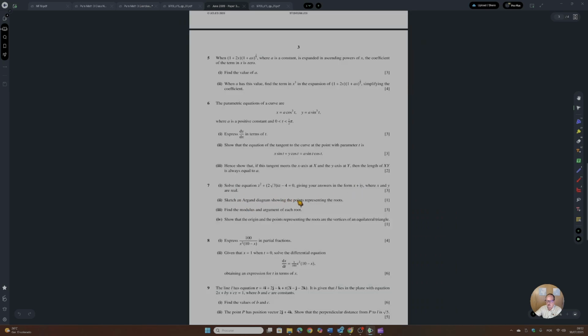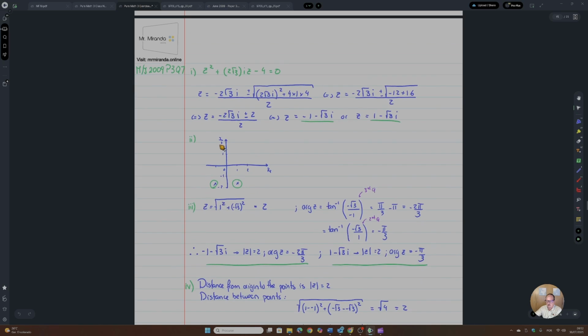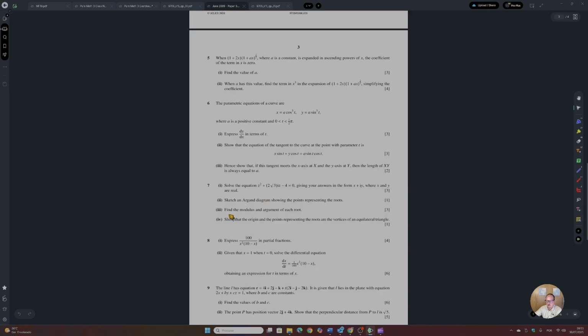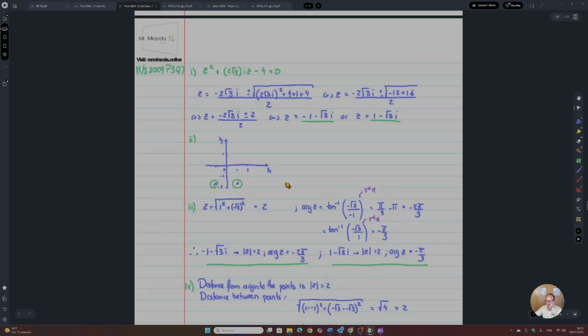Sketch an Argand diagram showing the points representing the roots. It's just one point because it's very simple to represent. Here you have the 2 points. Then find the modulus and argument of each root. The modulus shall be the same, that is the distance to the origin.